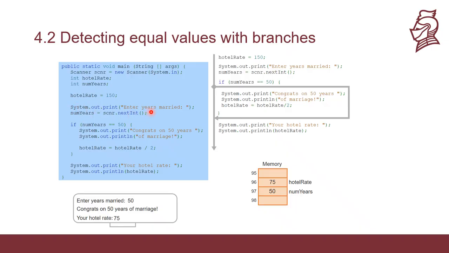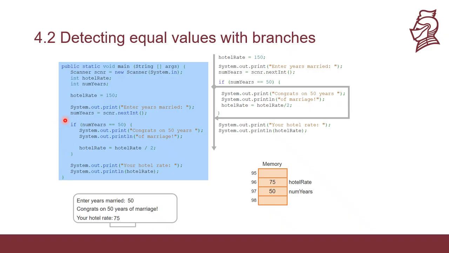Now we print out a prompt, enter the number of years married, so our user knows to type something in, and then we call scnr.nextInt, and we execute this method nextInt, which causes the input to pause and waits for someone to type something in. Then we assign that value to numYears. Now here's the if statement. That's just a little review.